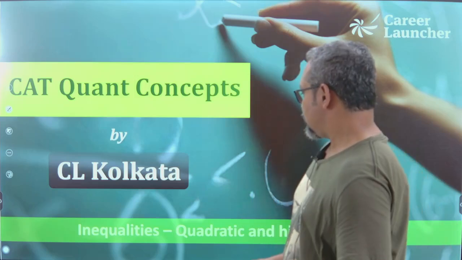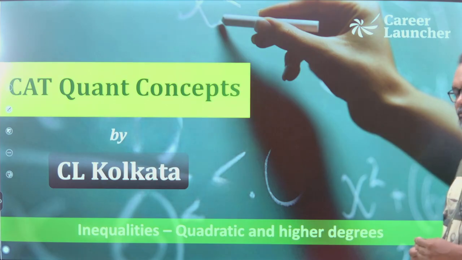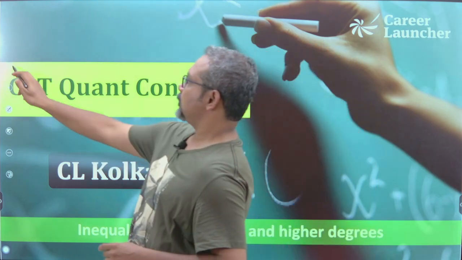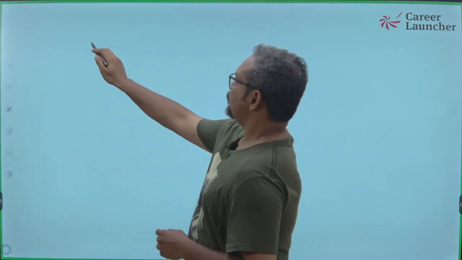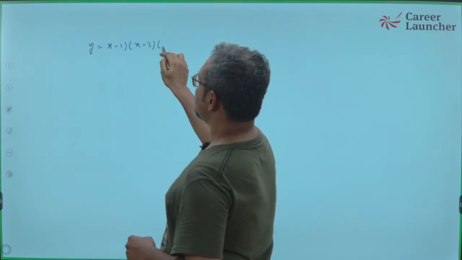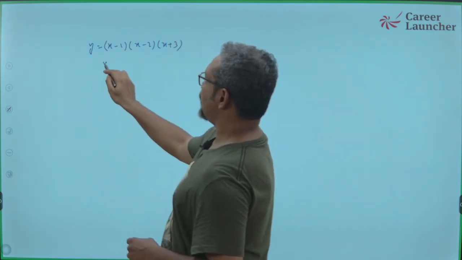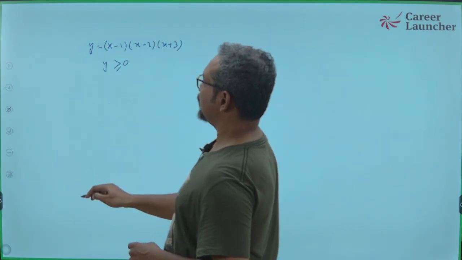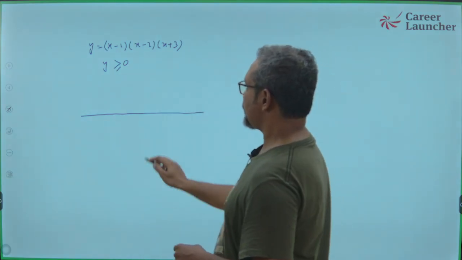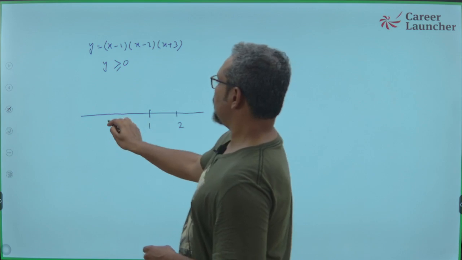Hello everyone, this time we will be looking at questions on inequalities, how to solve quadratic and higher polynomials. So let's take an example here. Say we have y as (x minus 1) times (x minus 2) times (x plus 3), and we need to figure out the solution for y greater than or equal to 0. So the method is, we will quickly plot the roots. The roots here are 1, 2 and negative 3.